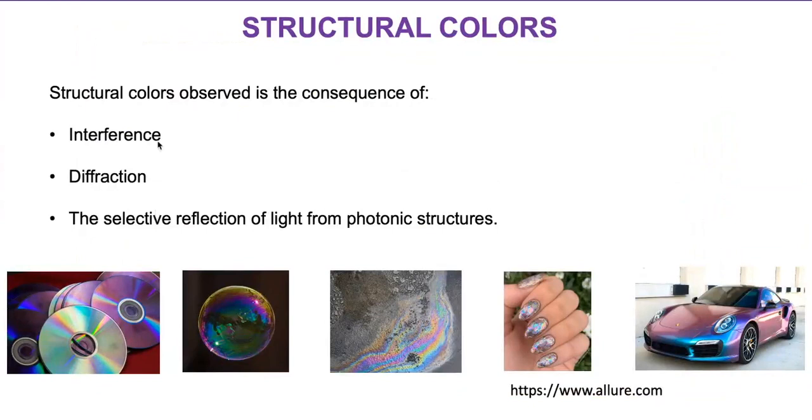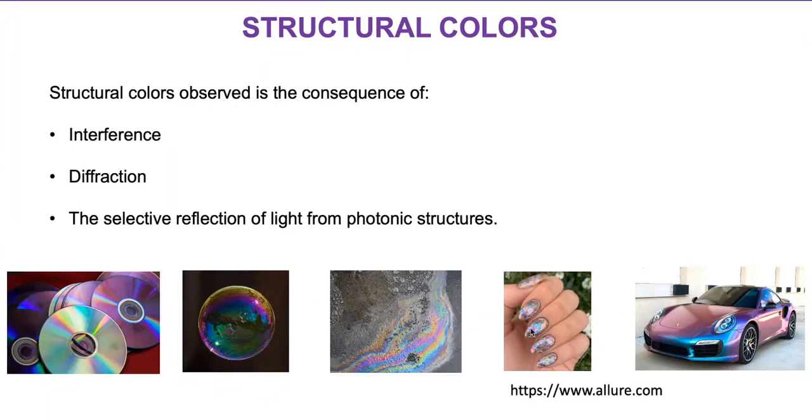The phenomena such as interference, diffraction, or selective reflection of light from what we call photonic structures. And we can see in our day-to-day life many of these kinds of structural colors. For example, if you take a compact disc, you can see the beautiful reflection of the colors from it. And soap bubbles, which all of us know. And if you have seen oil spillage, you can see a beautiful color pattern.